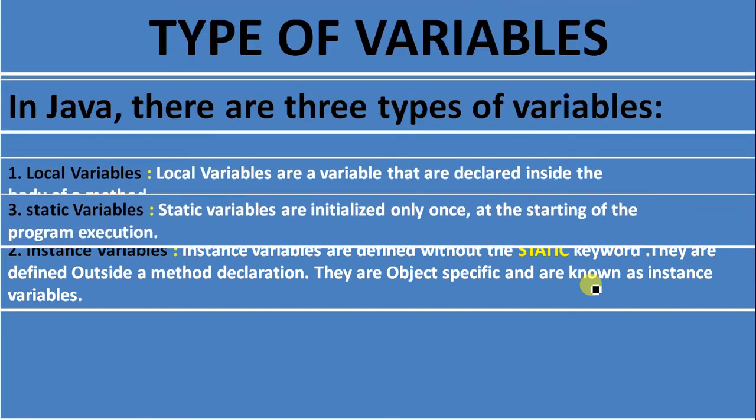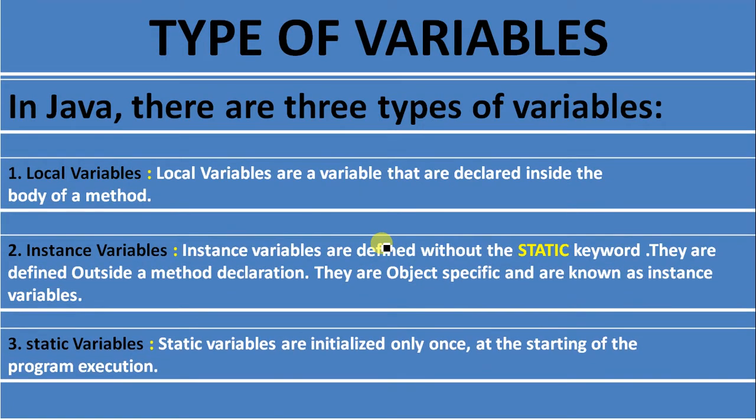Next one is static variables. Static variables are initialized only once, at the start of program execution. It means static variable initialization happens only once and all the objects use that variable. If you change the value of the static variable, it will change in all objects.